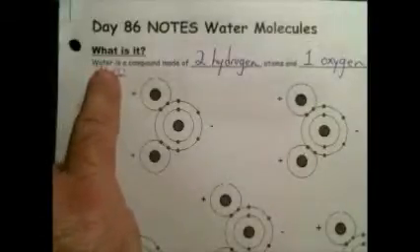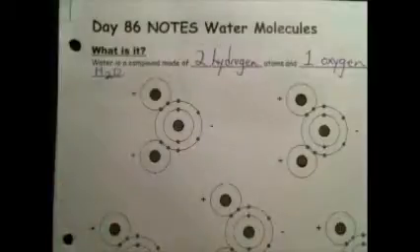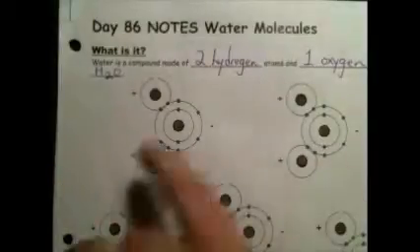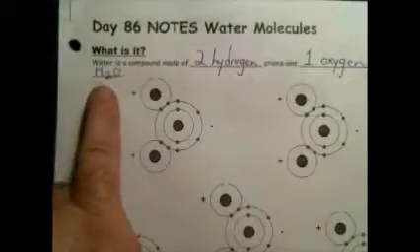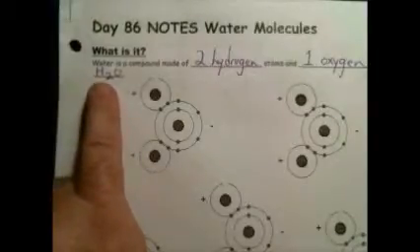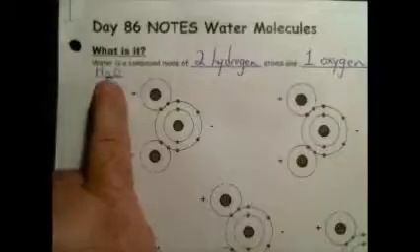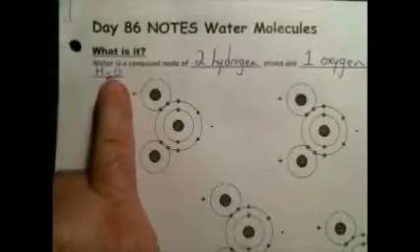What is water? Water is a compound made of 2 hydrogen atoms and 1 oxygen atom. And that's how we get the formula H2O. The little 2 refers to 2 hydrogens, and then we just have a plain old O, meaning 1 oxygen, and those are all bound together.